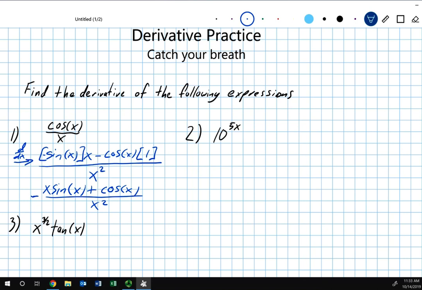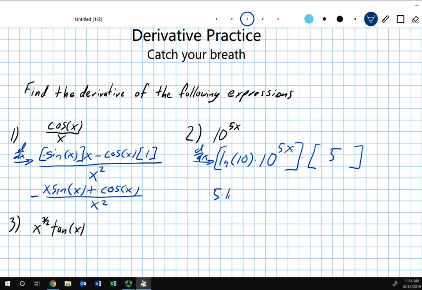This next one might not be so obvious that this is a chain rule problem, because we know how to get the derivative of 10 to the stuff. The derivative of 10 to the stuff is natural log of 10 times 10 to the stuff. But in this case, that's a 5x. And so we want that whole thing times the derivative of stuff. The derivative of 5x in this case is just a 5. That's it.